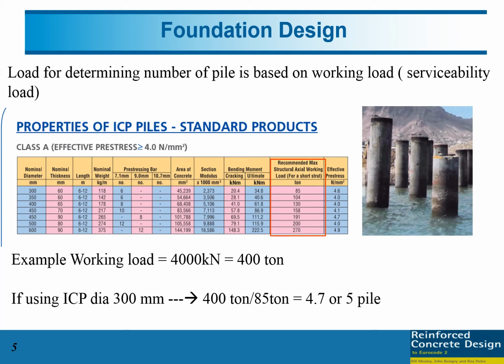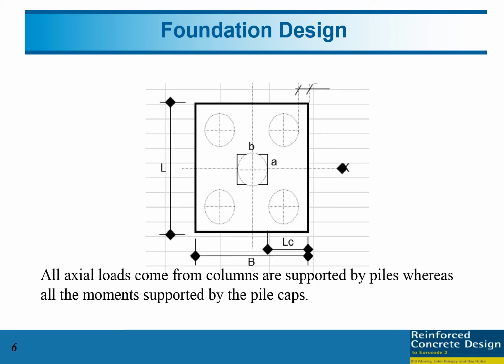the manufacturer has stock for the diameter 300 mm. So by using this table, for 300 mm they will have capacity 85 ton. So the total working load divided by 85, you need to provide 4.75, okay, or 5 piles. So for this one foundation or one column that you need to support, you need to provide 5 piles with diameter of 300 mm. Okay, so for 5 piles, the arrangement will be like this.